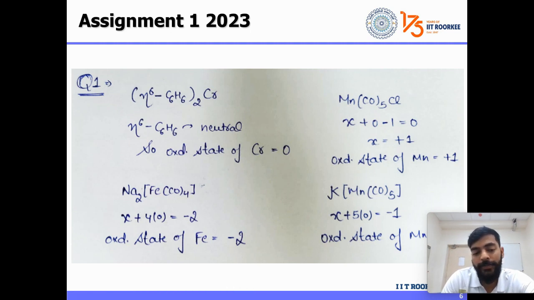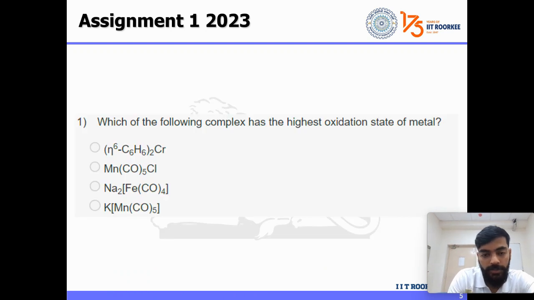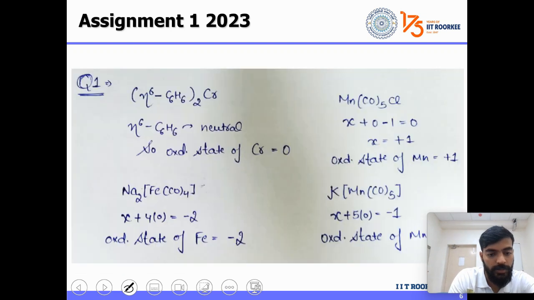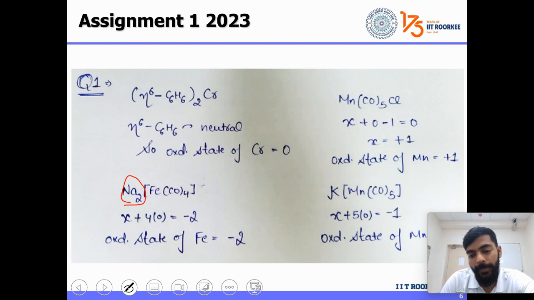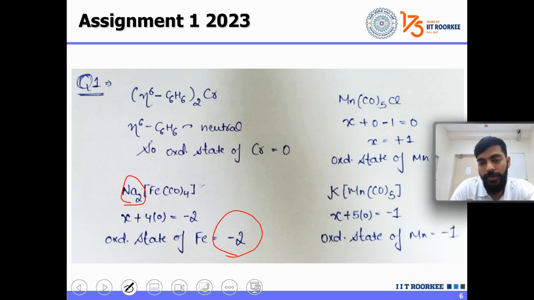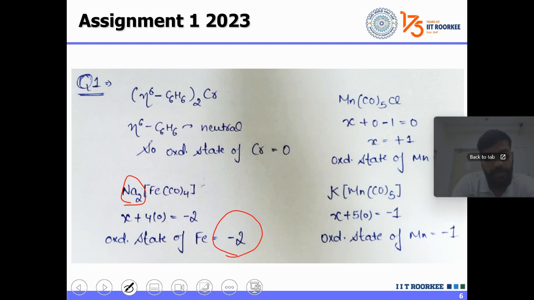But there is one key thing. The sodium, sorry, give me 1 minute. This sodium is also a metal. Na2 is having 2 plus. So I was confused with this question. Whenever I calculated, I got Fe minus 2. The answer is the third one, and the oxidation state is plus 2. Okay, let's move to the next question.